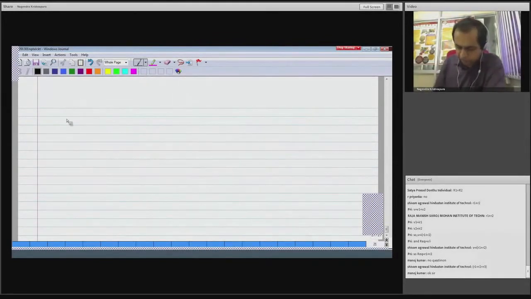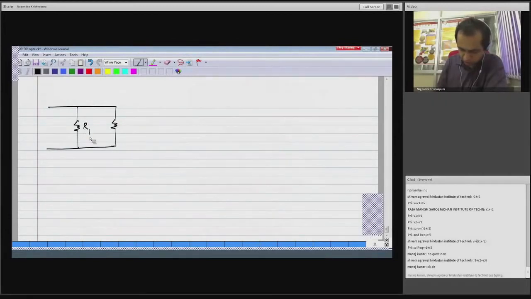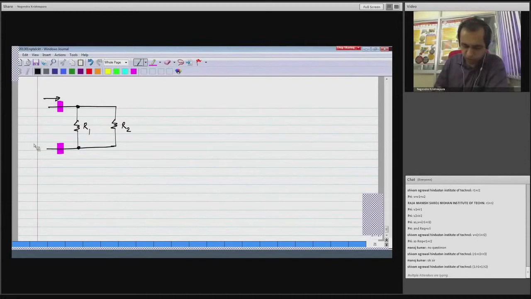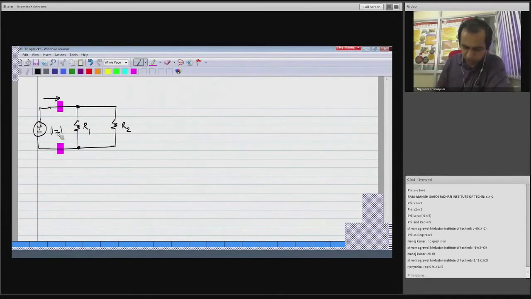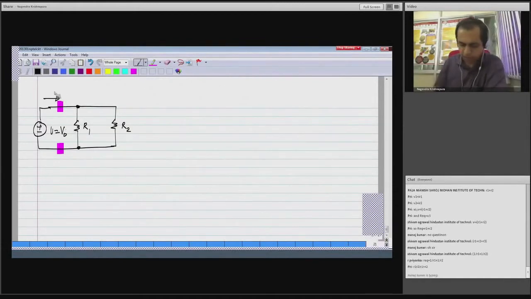Similarly, if you have resistances in parallel, we can determine what it looks like between these two terminals. Let's say I apply a voltage V and I try to find the current. So what I do is I will connect a voltage source, V equals V0, and find out the current.